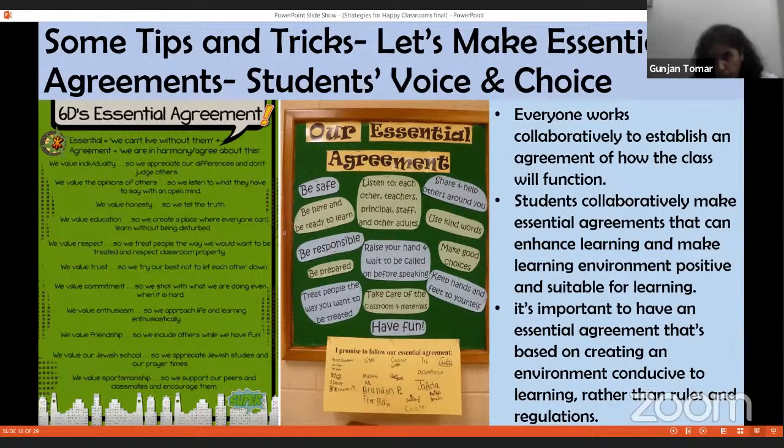I would not call it rules, because the moment we hear the word rule, there is a feeling that something is being imposed on us. So we call them essential agreements in our classrooms. This is something which we work on collaboratively with the students, and with their agreement they form how the class should function.